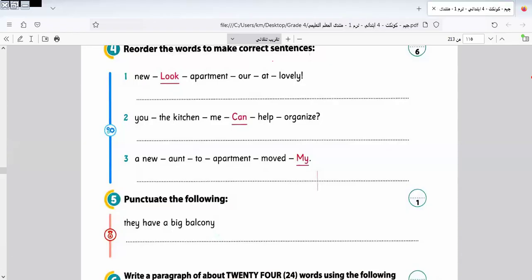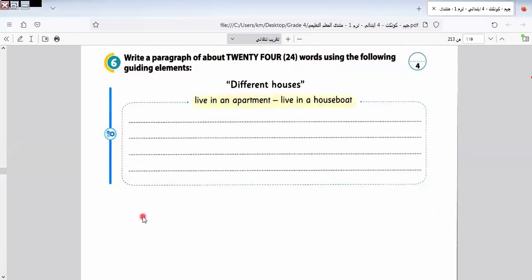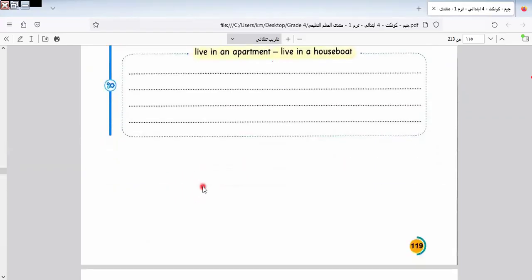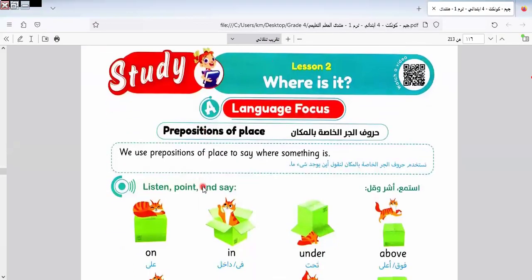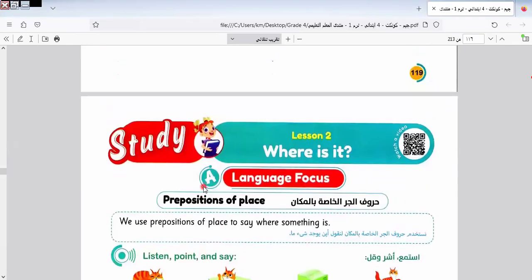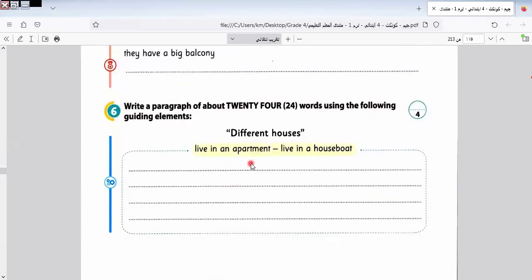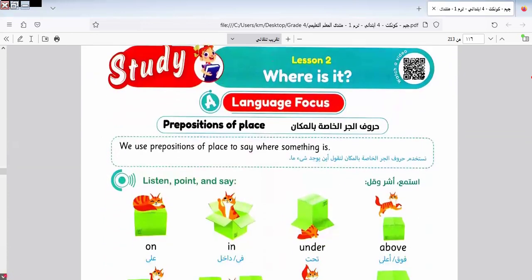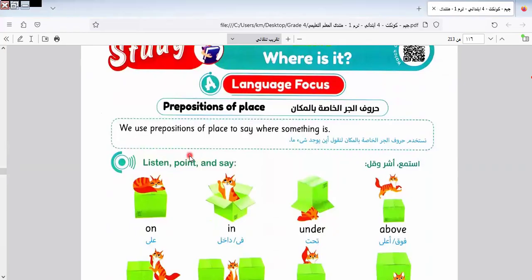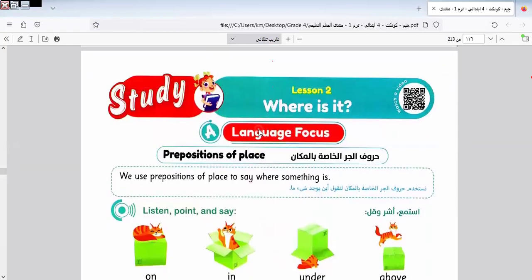I will make you a separate video about the paragraph and how to write it. Today I explain the lessons, and I will make a separate video to explain how to write the paragraph in a separate video, okay? To make it easy to know, okay?